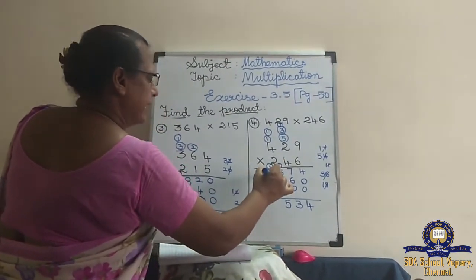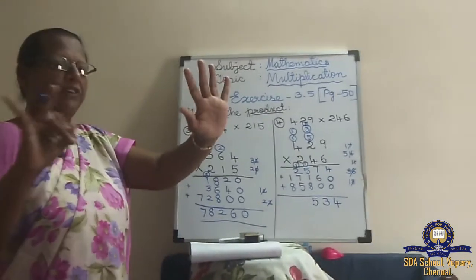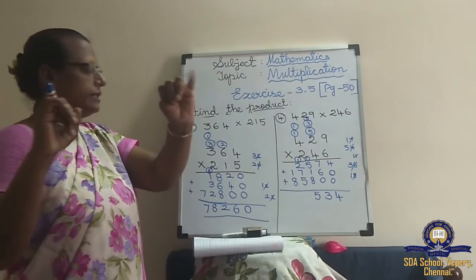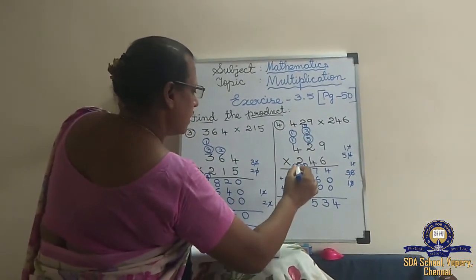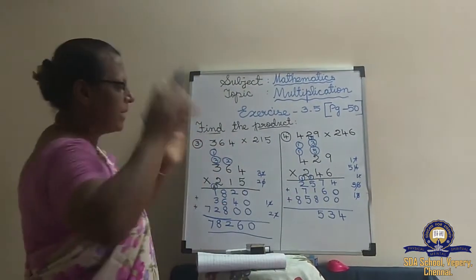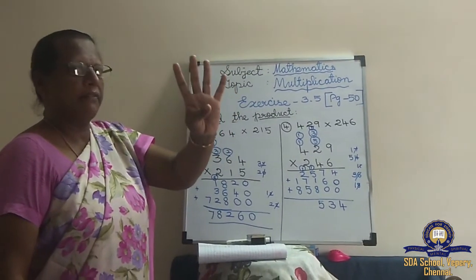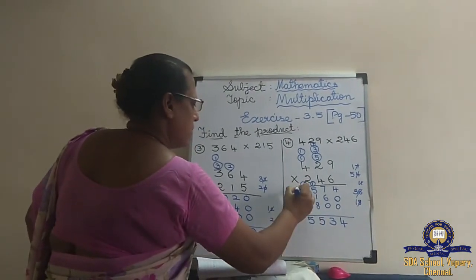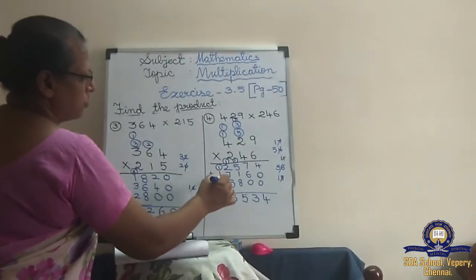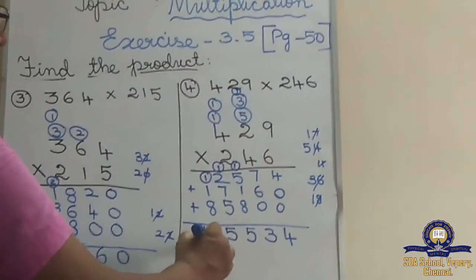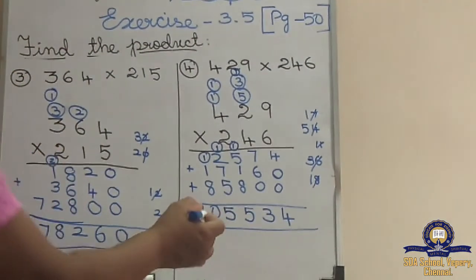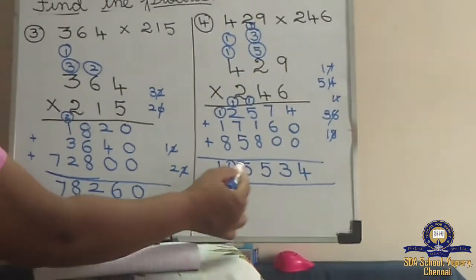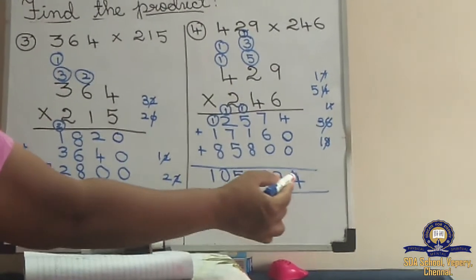1 plus 2, 3. 3 in the mind, 7 in the finger. After 3, 4, 5, 6, 7, 8, 9, 10. 10 in the mind, 5 in the finger. After 10, 11, 12, 13, 14, 15. 1 plus 1, 2. 2 plus 8, 10. So what's the answer, children? 1,05,534. Understood, children?